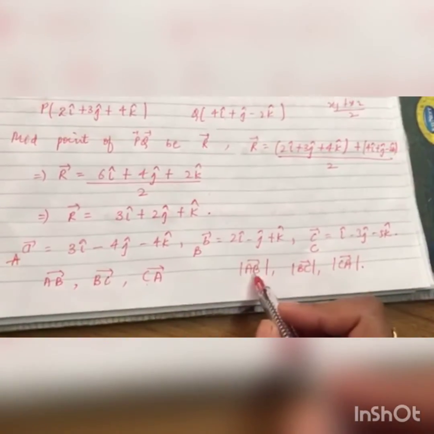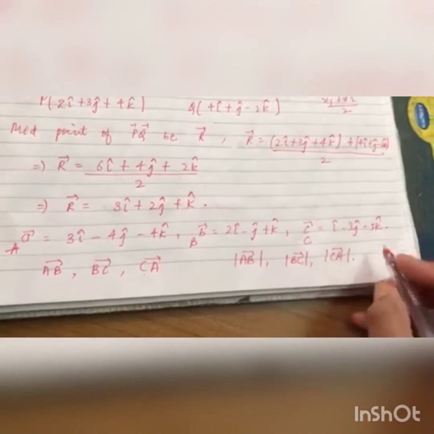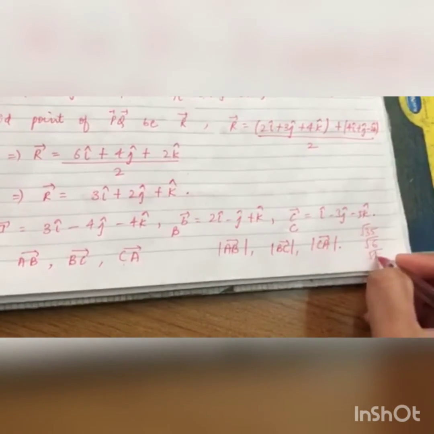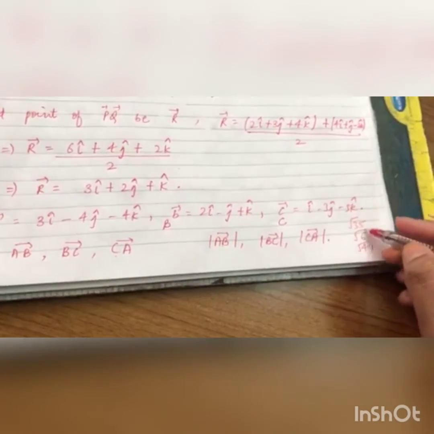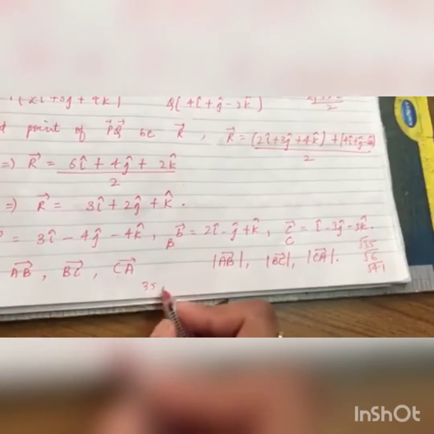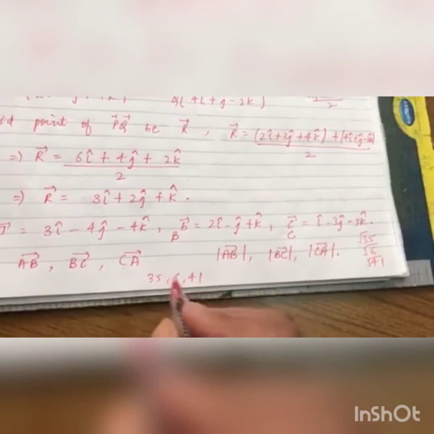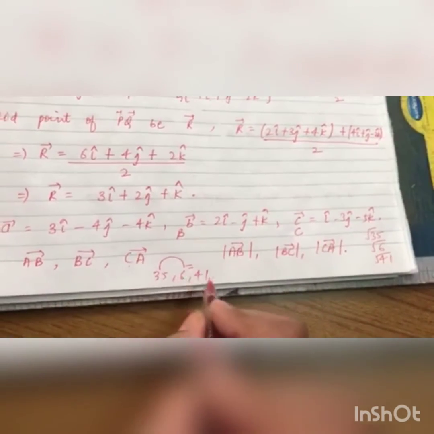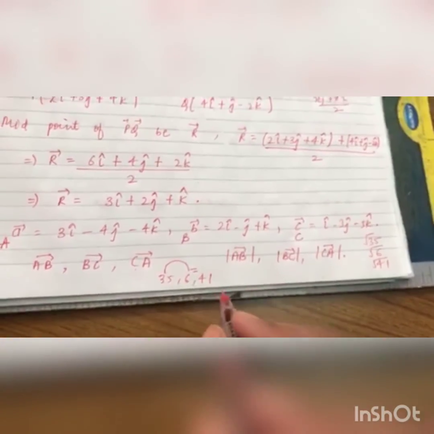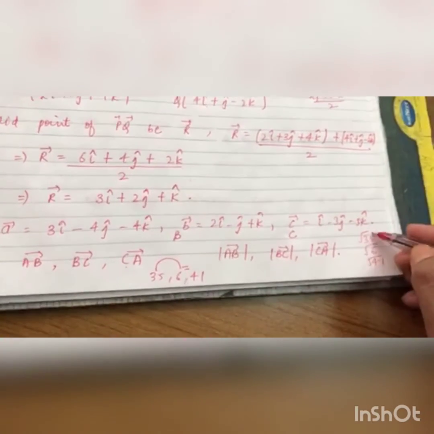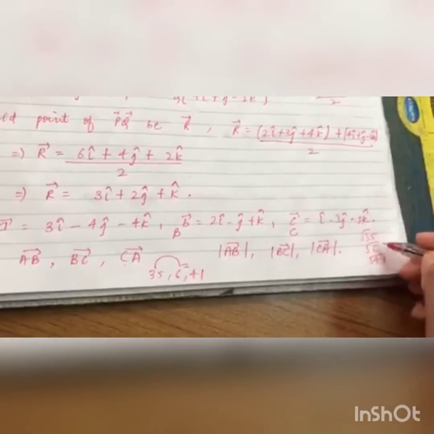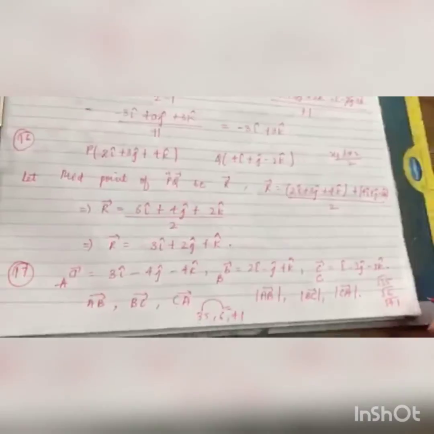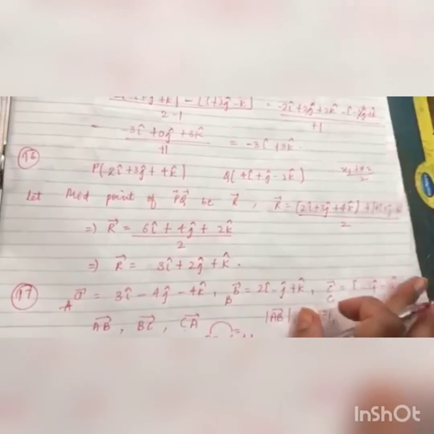Then you will find the magnitudes of AB, BC and CA. One magnitude will come root 35, one will come root 6, one will come root 41. When you square all these magnitudes, you will get 35, 6 and 41. Clearly, on adding 35 and 6 you get the result 41. That means the Pythagoras theorem is satisfied, because h square is equal to p square plus b square. So these are the vertices of a right angle triangle. This question is for homework, question number 17.